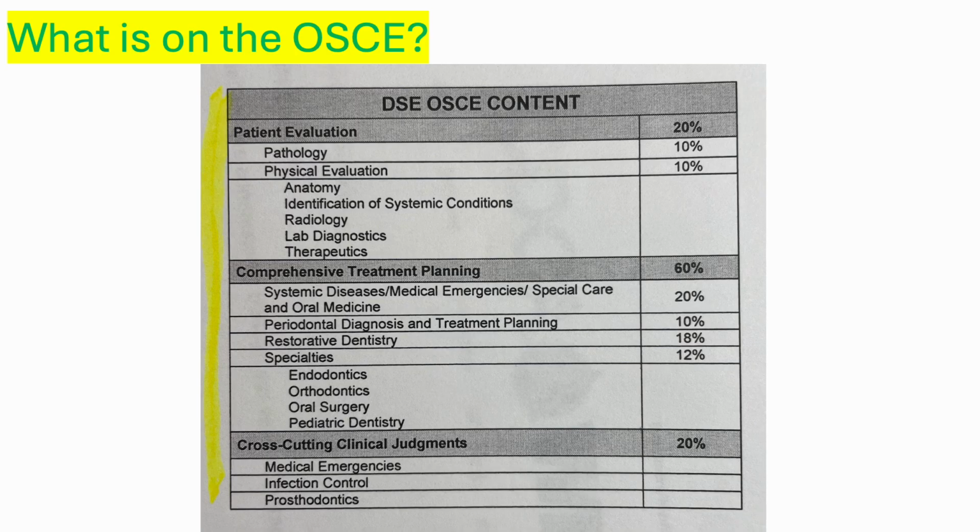What is on the OSCE? You're being tested on the following material: patient evaluation, which is 20% of the content. This includes pathology, physical evaluation, anatomy, identification of systemic conditions, radiology, lab diagnostics, and therapeutics. Comprehensive treatment planning makes up 60% of the content, which includes systemic diseases, medical emergencies, special care and oral medicine, periodontal diagnosis and treatment planning, restorative dentistry, and specialties, which includes endodontics, orthodontics, oral surgery, and pediatric dentistry.